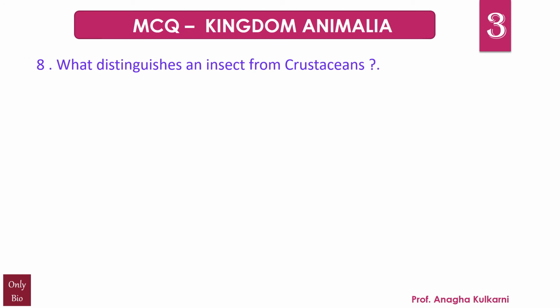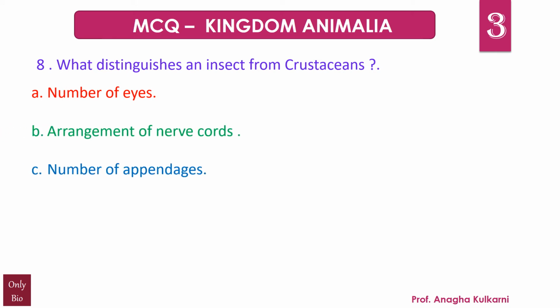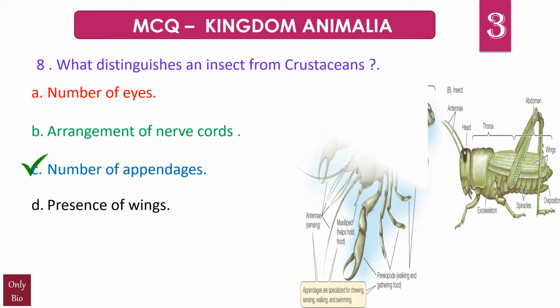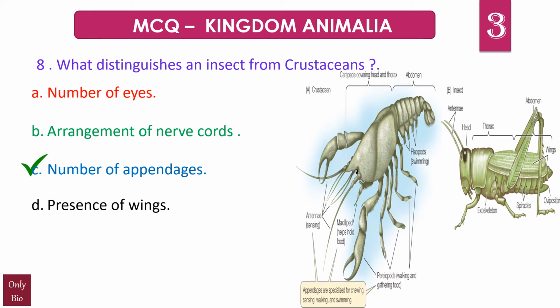Question number 8. What distinguishes an insect from crustaceans? A. Number of eyes. B. Arrangement of nerve cords. C. Number of appendages. D. Presence of wings. And the correct answer for this question is C. The number of appendages. On the screen, you can see a comparison between an insect and a crustacean, that example being prawn. You can take it up easily.